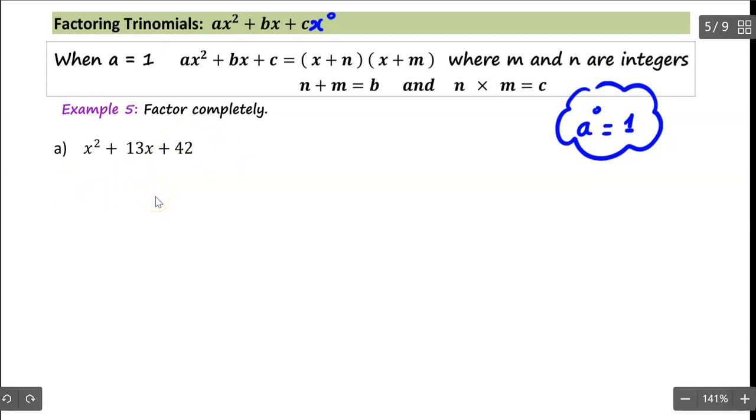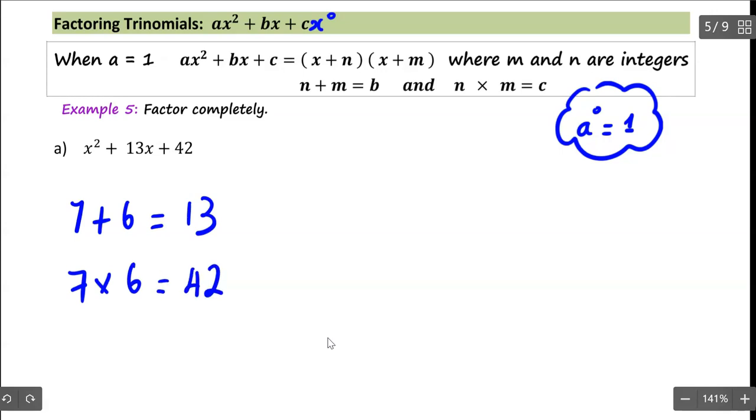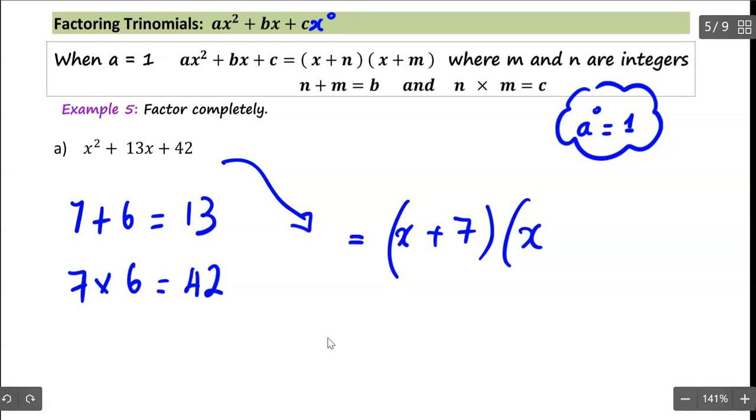But however, what I have been telling everyone is you don't have to go through that length. We may have to apply that concept to our next question or our next cases where a is not equal to 1. Okay, but it can be very quick thinking that I should have 7 plus 6 will equal to 13, and 7 times 6 will give me 42. So therefore, the factoring for this one should be x plus 7 multiplied by x plus 6.